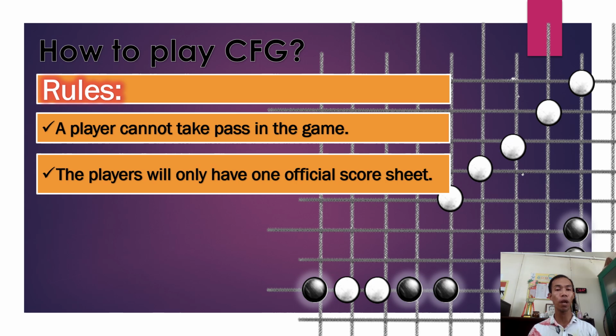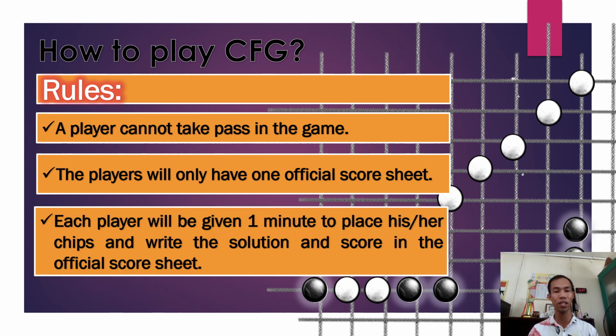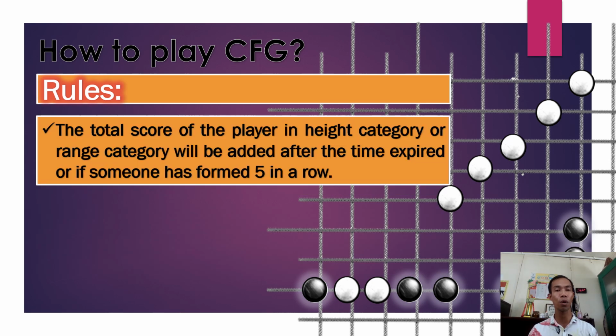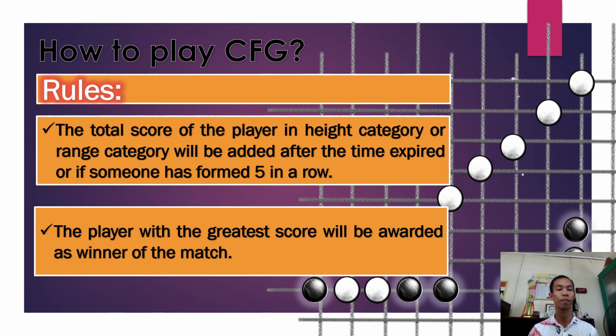The players will only have one official score sheet, and each player will be given 1 minute to place his or her chips and write the solution and score in the official score sheet. The total score of the player in the height category or the range category will be added after the time expires if someone has formed 5 in a row. The player with the greatest score will be awarded as winner of the match.